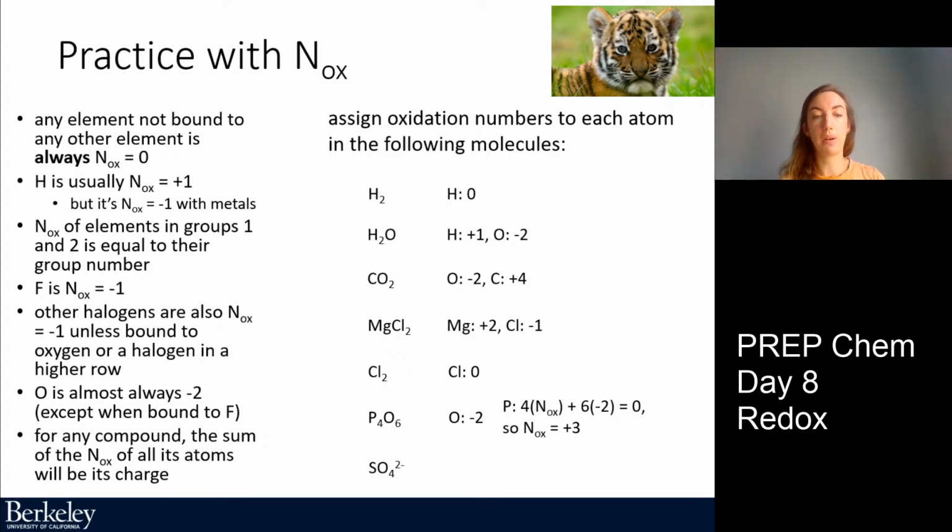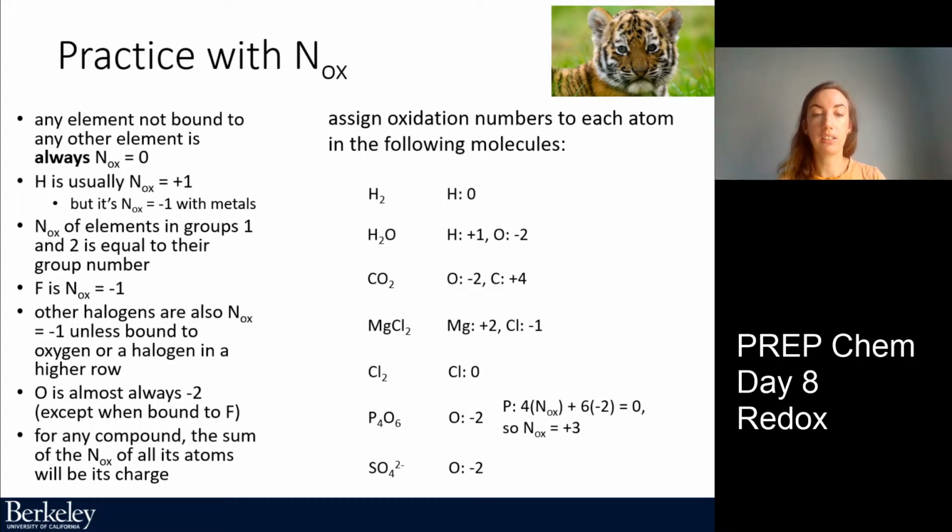And then this last one is probably the hardest. So again, oxygen is going to be -2. It's bound to some kind of element other than itself. It's bound to sulfur, and it's not bound to fluorine. So our oxygen is definitely going to be -2.